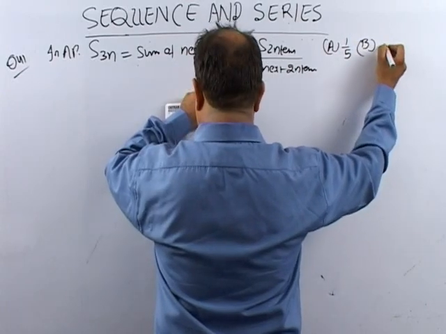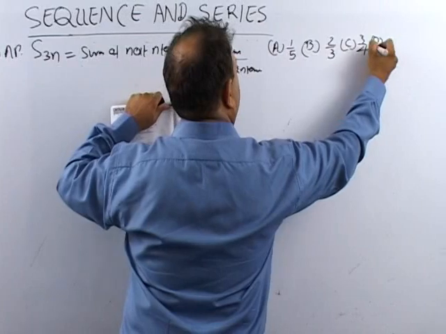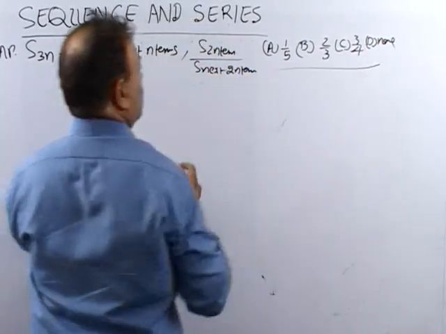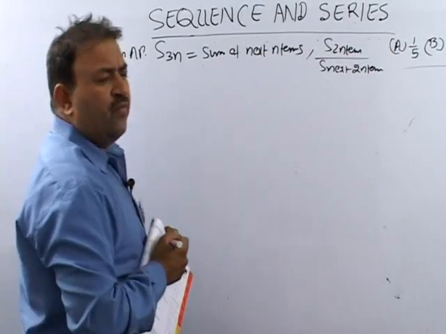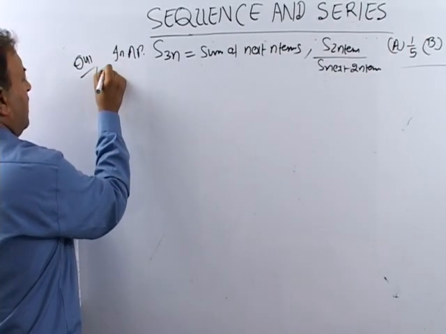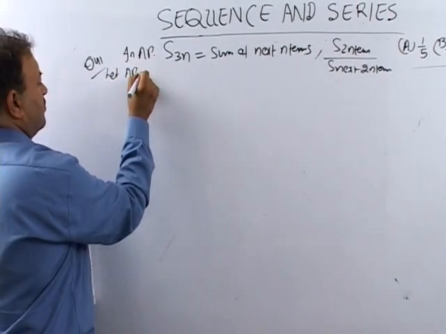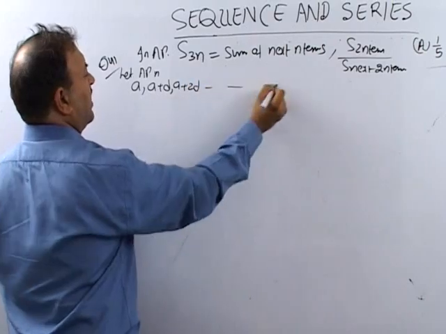The options given are: A is 1 by 5, B option is 2 by 3, C option is 3 by 4, and the D option is none. So these 4 options have been given. Now for a general AP, we always take: let the AP be a, a plus d, a plus 2d, we always take it this way.